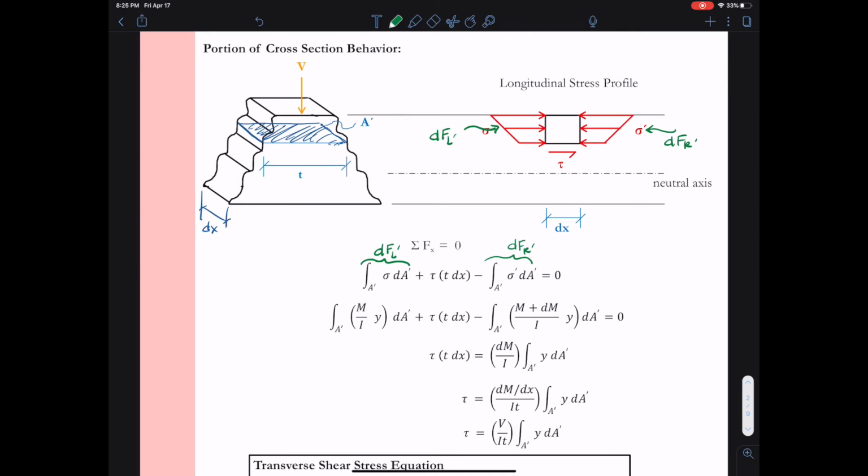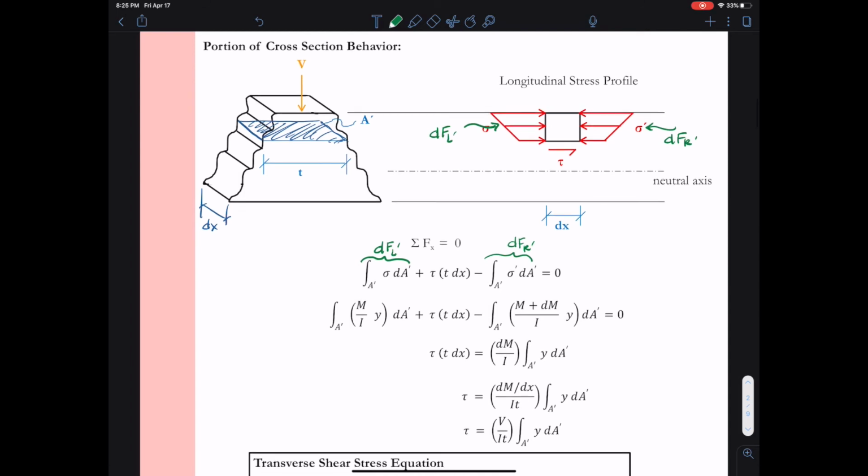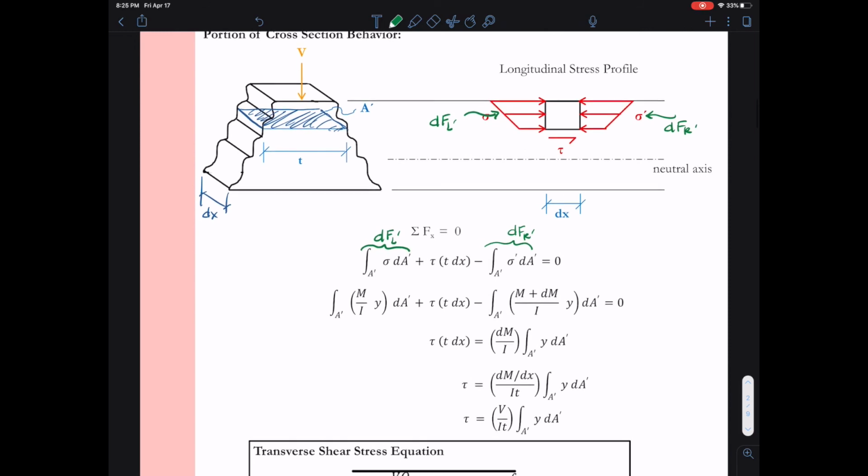All right, so I know they look like scary integrals, but this is just the differential force on the left-hand side and the differential force on the right-hand side. We can continue down through the derivation for this value. I want to draw your attention to that term tau. Tau is a shear stress, right? And that acts over an area. That area, according to our drawing there, that plane, is going to be t times dx.